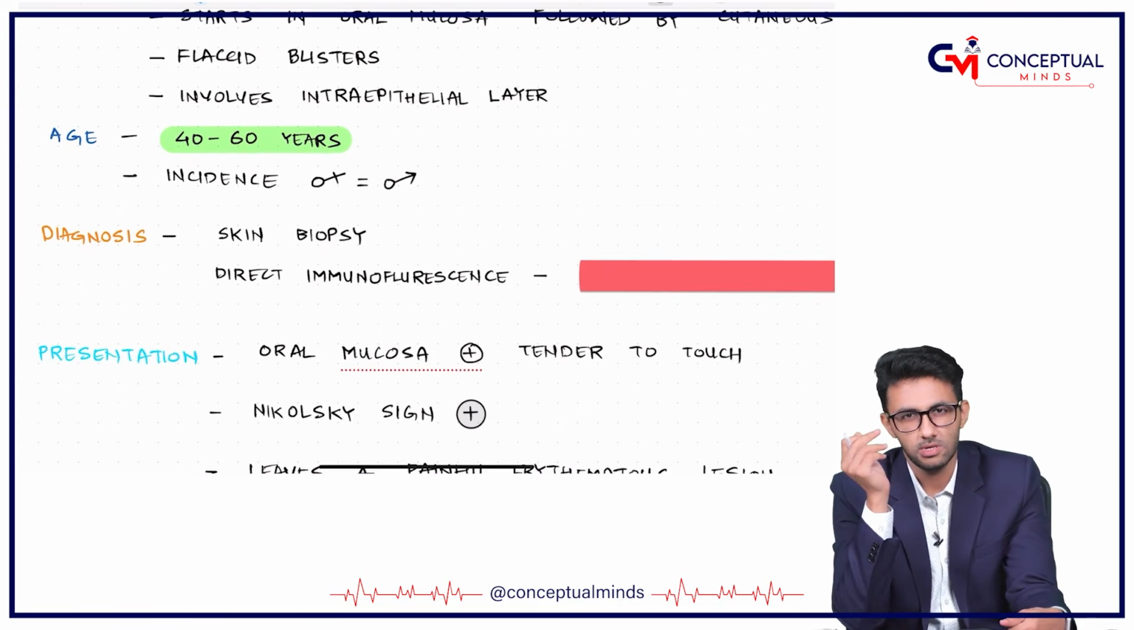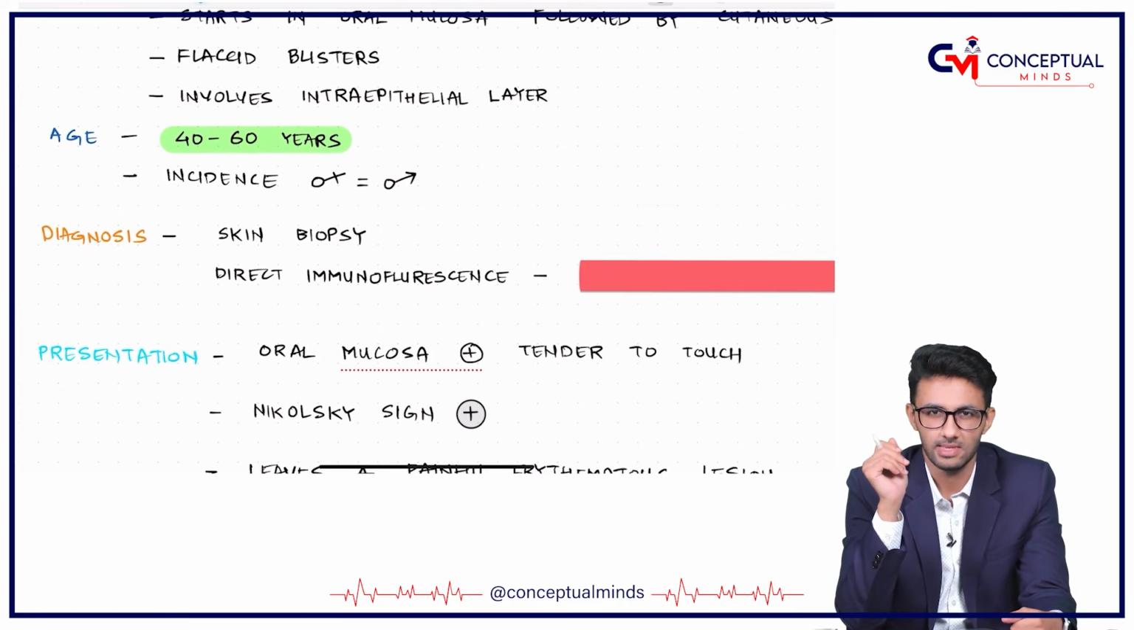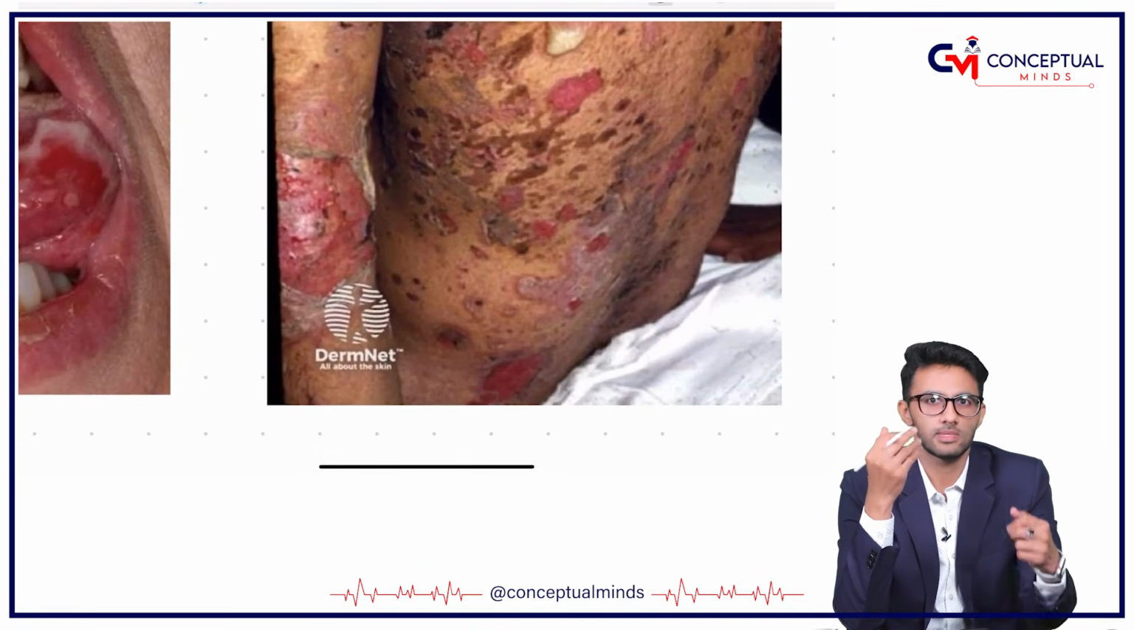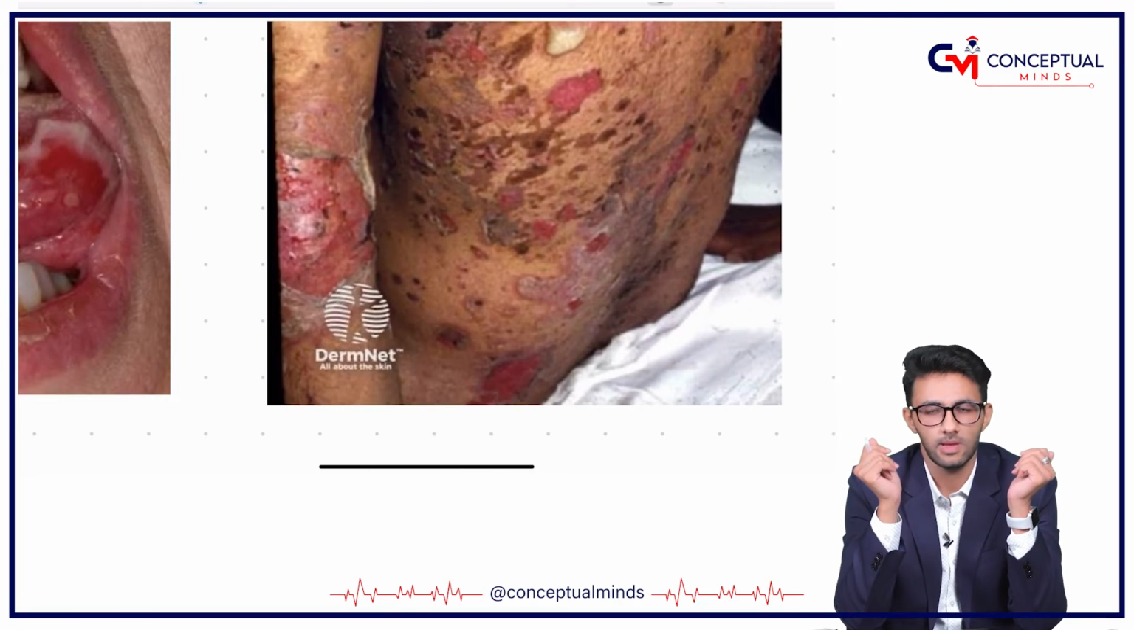Why? Because there could be a lot of overlapping, right, in this. If I show you the image directly, maybe somebody can think, okay, fine, this is Stevens-Johnson syndrome. Okay, fine, this may be toxic epidermal necrolysis. So what to do?